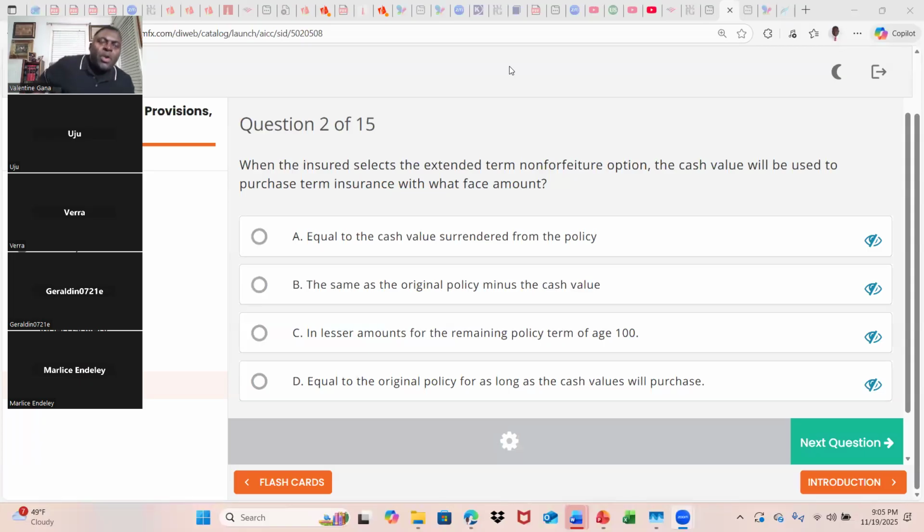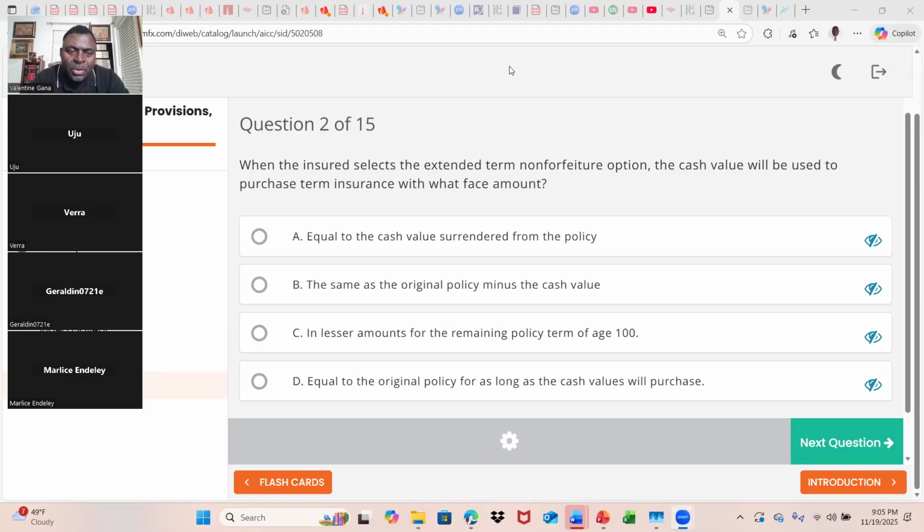At this point, I'm going to bring in a concept. The best way to answer these questions is through elimination. You read them and you find what in that answer you can eliminate. So let me just use this as an example. The question says, when the insured selects the extended term non-forfeiture option, the cash value will be used to purchase term insurance with what face amount?